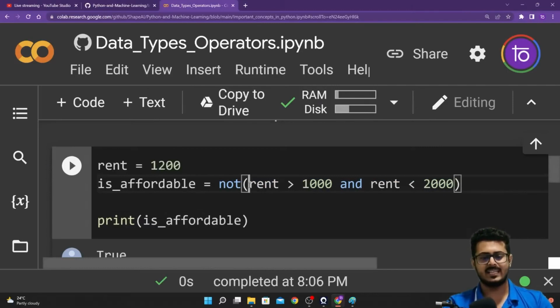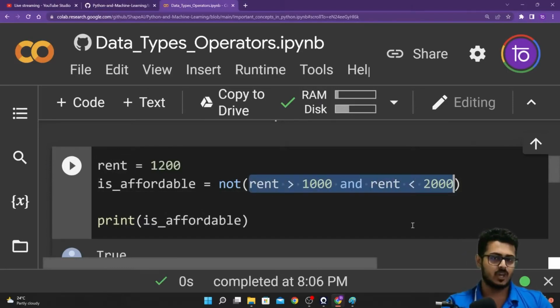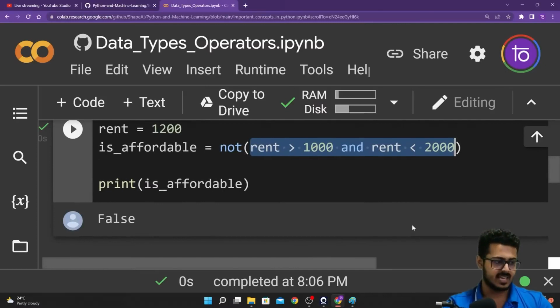We know that the thing on the inside has the value of true. So what is not true? Not true is false. Using the NOT gate, we have converted true to false. So if I'm running this again, you will be getting false as the answer.